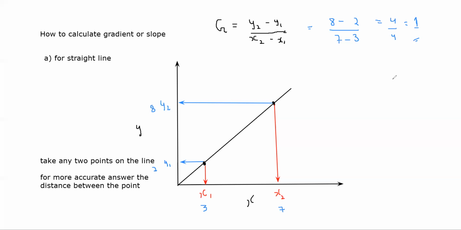So whenever there's a straight line graph, you will take any 2 points on the line. For a more accurate answer, the distance between the points should be more than 5 centimeter. Yeah, sorry, 8 minus 2 is 6. By mistake, I wrote 4. So it is equal to 1.5.